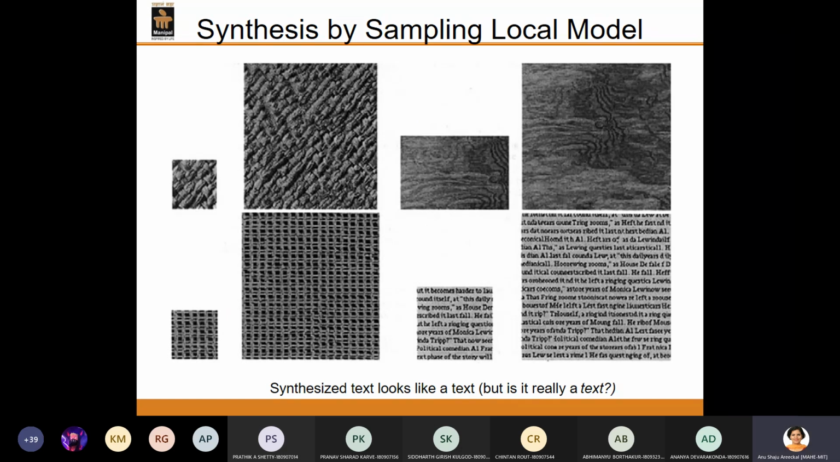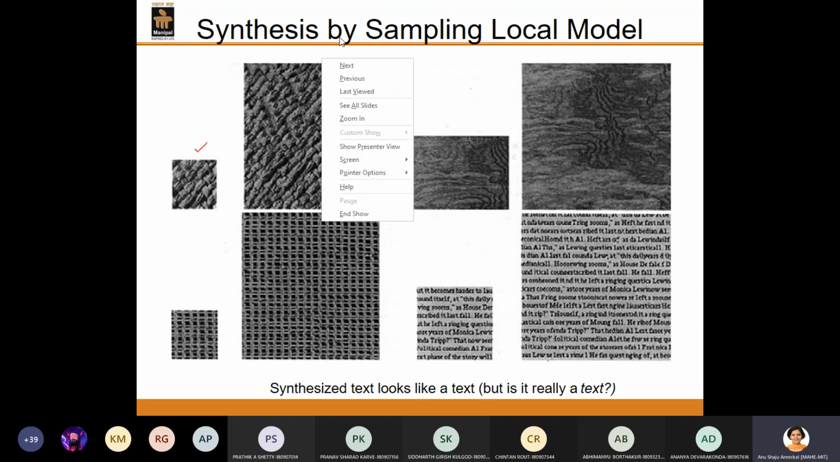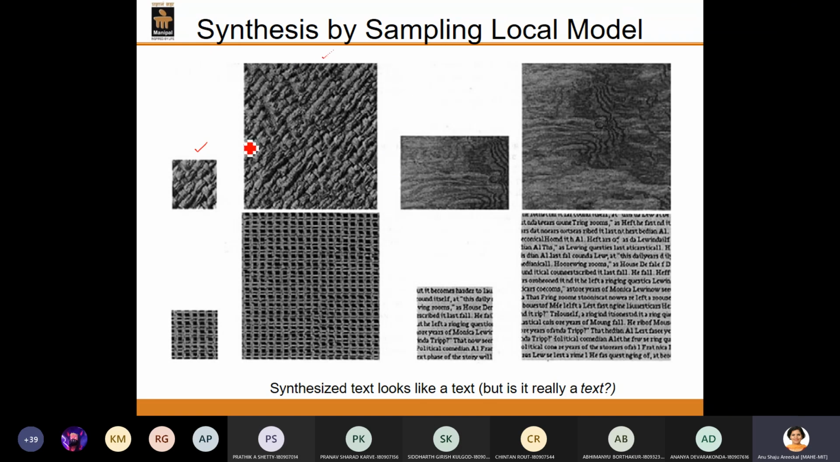Okay, so coming to further examples, let's say you have this image, and by the sampling local method, you see that it is justified, right? You have a fairly good looking synthesized image over here, which looks similar to the example image. So in this case also, it works fairly well. Here also, you see that it works fairly well.